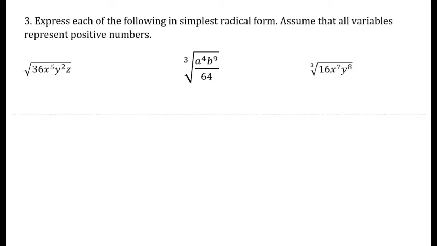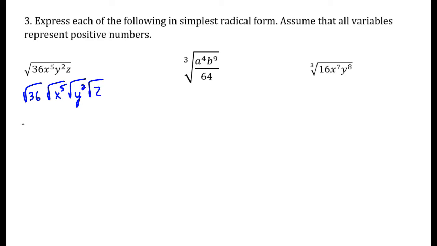Number 3, express each of the following in the simplest radical form. Assume that all variables are positive. So I've got a square root here, which really has a little index of 2, but we don't write that 2 on the square root, but it's there. I need the square root of 36, the square root of x to the 5th, the square root of y squared, and the square root of z.